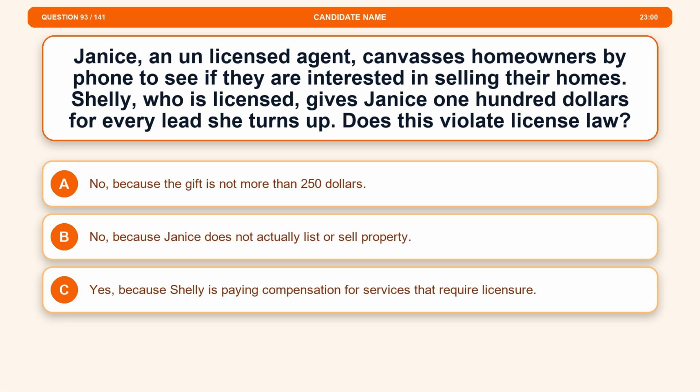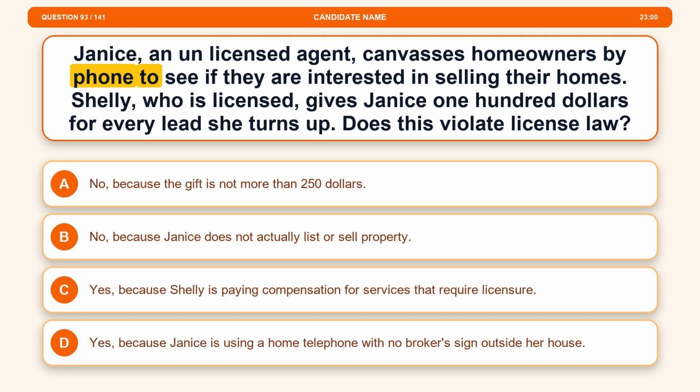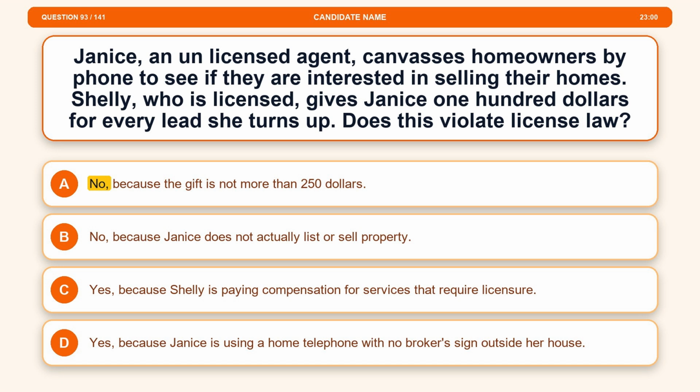Question 93. Janice, an unlicensed agent, canvasses homeowners by phone to see if they are interested in selling their homes. Charlie, who is licensed, gives Janice $100 for every lead she turns up. Does this violate license law? Option A, no, because the gift is not more than $250. Option B, no, because Janice does not actually list or sell property. Option C, yes, because Shelley is paying compensation for services that require licensure. Option D, yes, because Janice is using the home telephone with no broker's sign outside her house.